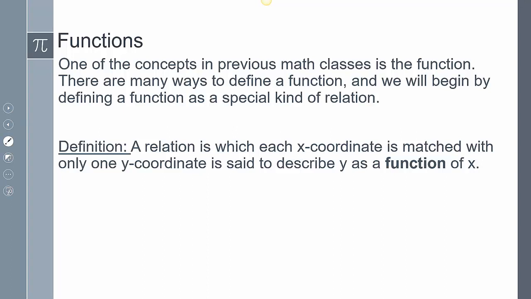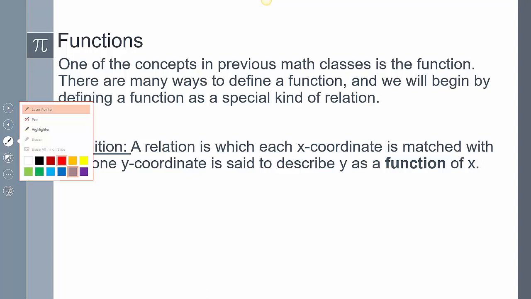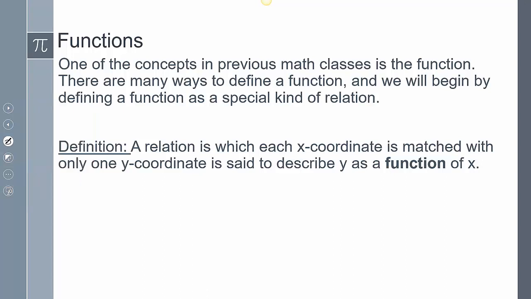Now, one of the concepts that we used in a previous math class is that function. There are going to be different ways that we can define a function, and we're going to begin by defining a function as a special kind of relation. By this definition, a relation in which each x-coordinate is matched with one y-coordinate is said to describe y as a function of x. Now, I know that sounds kind of weird, but the idea is that if I have an x-coordinate that maps to some sort of y-coordinate, what it's implying here is that this x-coordinate can only be mapped to one y. If that x is mapped to a different y, it's not going to be a function. It's just going to be a relation still.